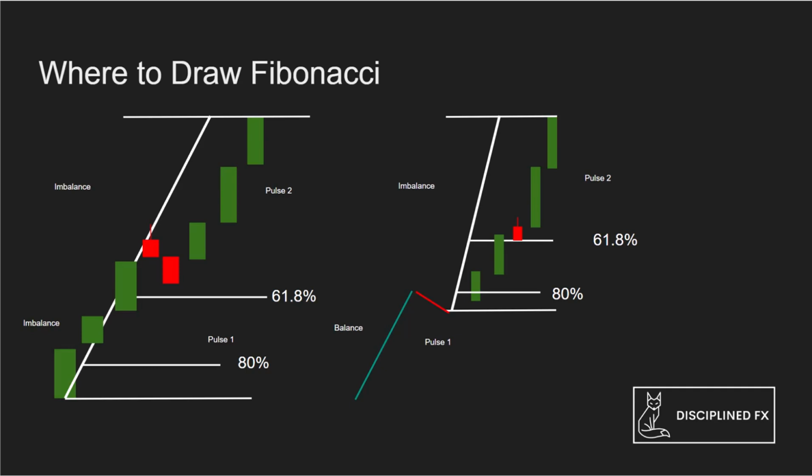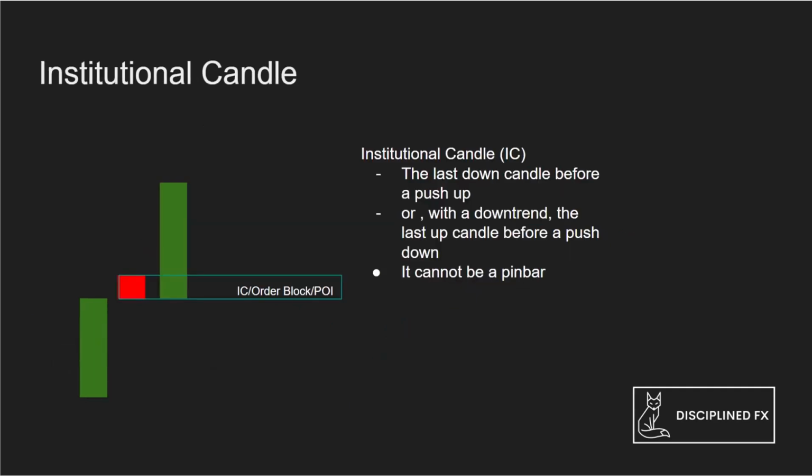The order block candle we draw is also known as the institutional candle. There are a few rules for selecting the institutional candle for the right order block. It should be the last down candle before a push up, or the last up candle before a push down, and it cannot be a pin bar.